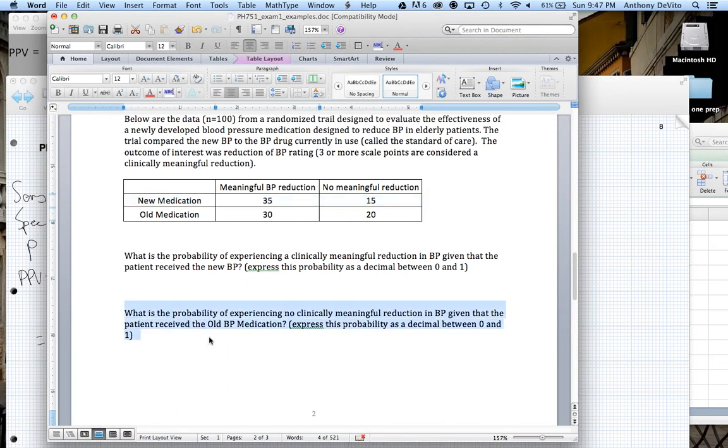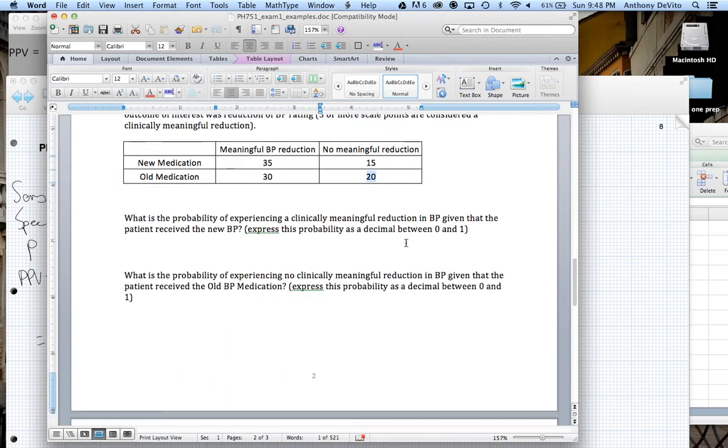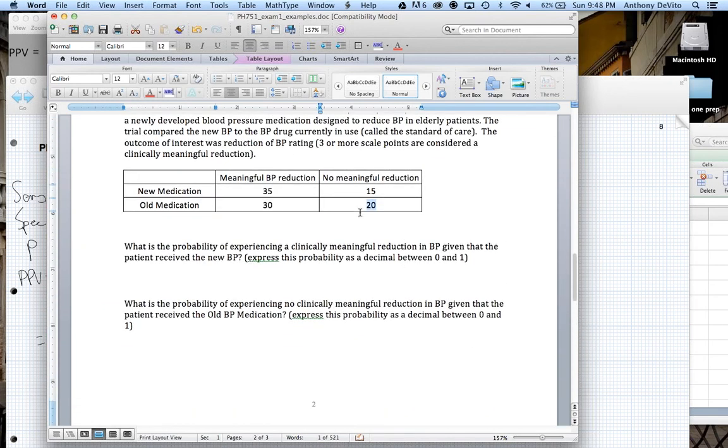What's the probability of experiencing no clinically meaningful reduction in blood pressure given that the patient received the old blood pressure medication? So now, given that they've received the old blood pressure medication, what's the probability that they experience no clinically meaningful reduction? Okay, well, in that case, how many patients got it? 50. So what do we think that is? 20 over 50, right? This satisfies that condition, 20 over 50. Good. All right. So you can see that, now you remember that table that we worked with, the divorced and single and male and female and so on and so forth.